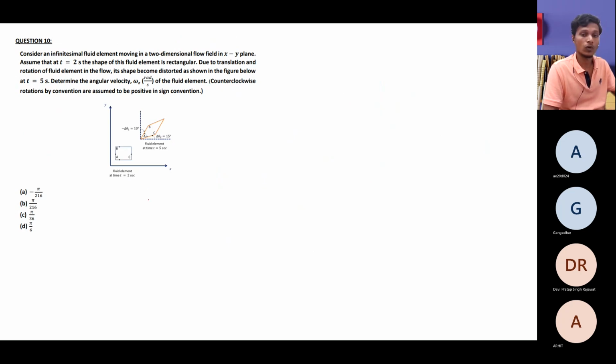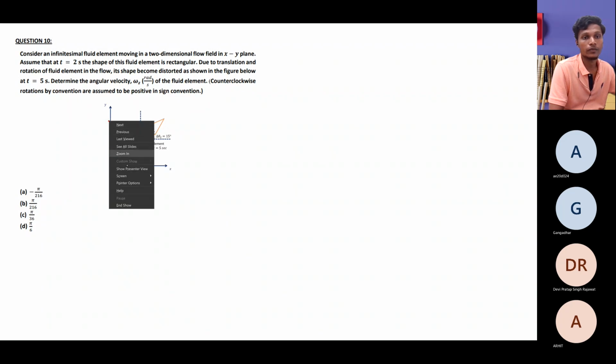I think we have one more question. Let's see. Here we have an infinitesimal fluid element with A, B, and C. I will tell you the directions of this. These directions are very important to understand. The fluid element is moving in a two-dimensional flow field in the xy plane.